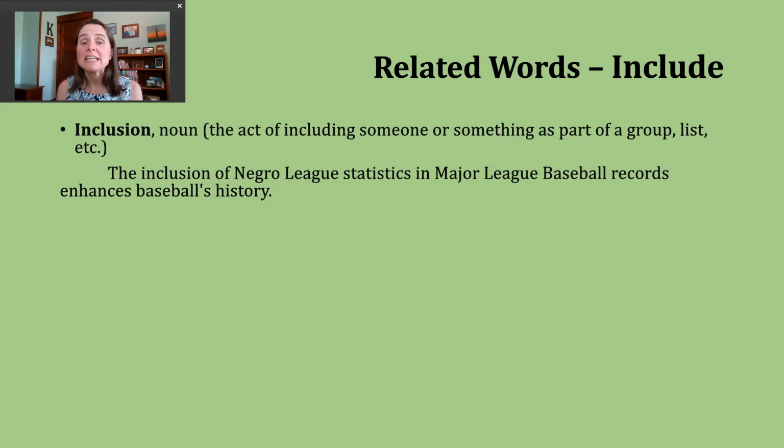The inclusion of Negro League statistics in Major League Baseball records enhances baseball's history. So this is something that has been in the news in the last month here in the United States. So up until the late 1940s in the United States, Black people were not permitted to play in the sort of highest professional baseball league, right? So they had their kind of own separate baseball league called the Negro League.